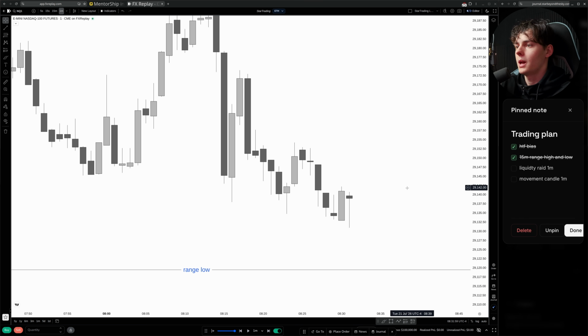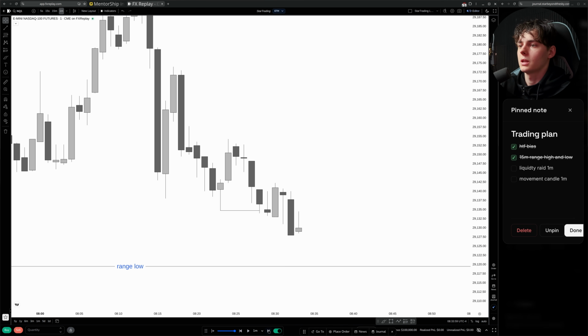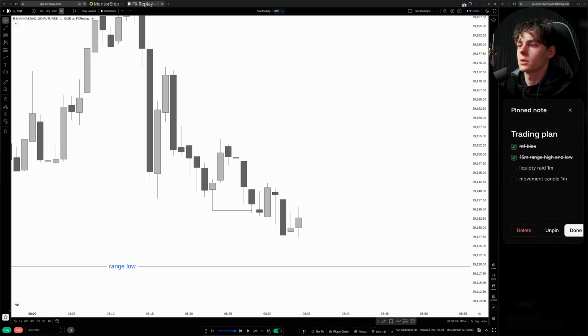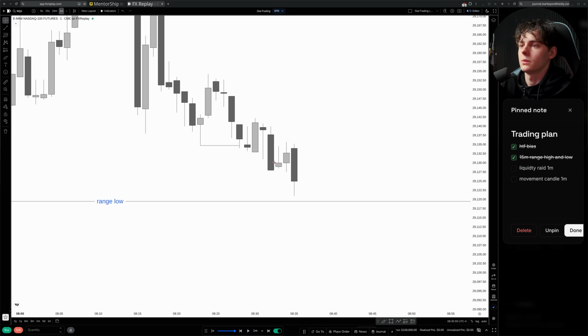Now this has to happen past 8:30. So you see, we have taken out liquidity in here, so a swing low. But the problem is this was past 8:30, so it doesn't count. Now we're just going to skip candles and wait till that happens. Still, no swing low has been taken out. Now a swing low has been taken out.